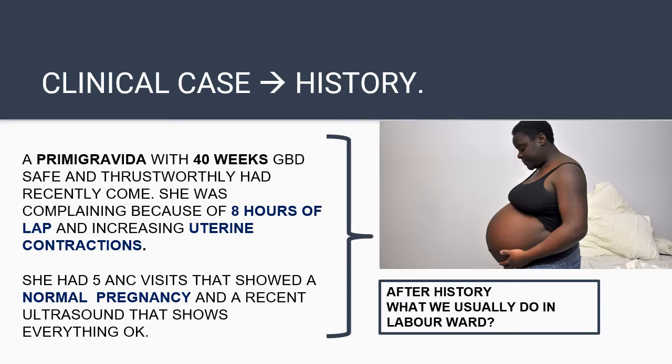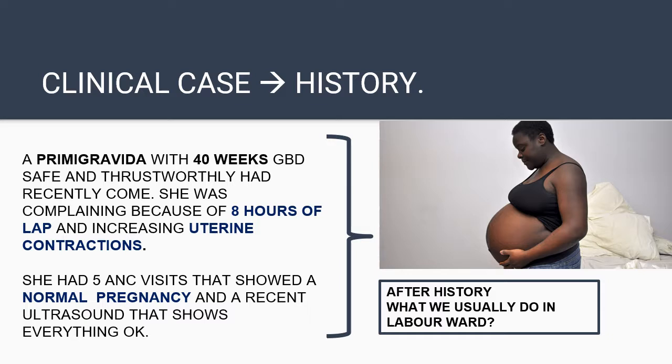And a mother comes. A primigravida with 40 weeks gestation by date, safe and trustworthy, had recently come. She was complaining because of 8 hours of low abdominal pain and increased uterine contractions. She had 5 antenatal care visits that show a normal pregnancy, normal blood pressures, everything normal, and a recent ultrasound last week that shows everything okay, good placentation, baby cephalic.